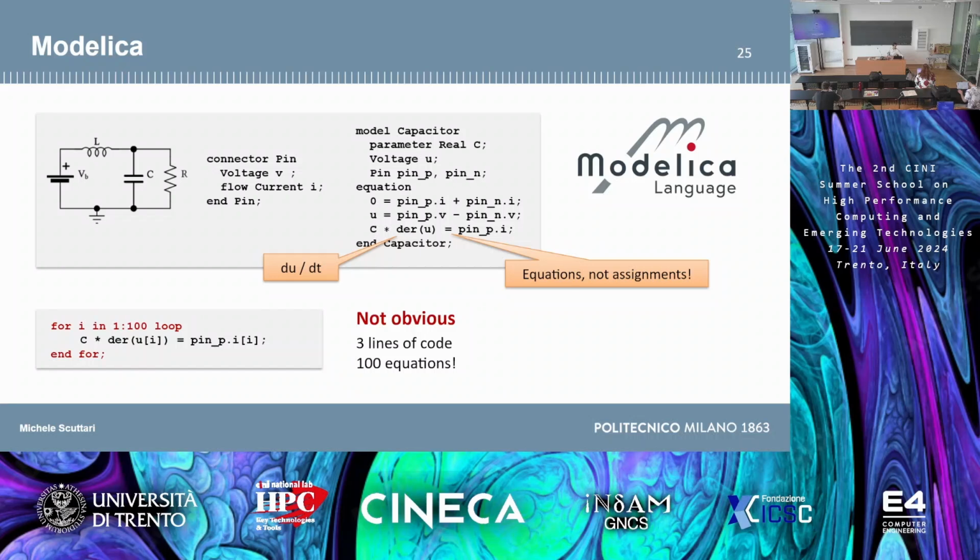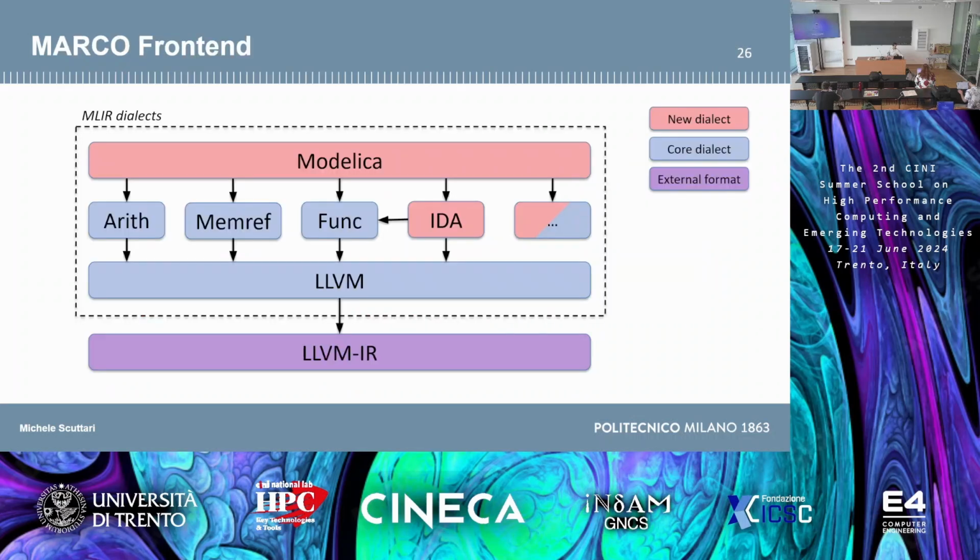Here, 3 lines of code generate 100 equations, so the size of those systems can be significant in the number of equations. We use MLIR with a couple of new dialects, one for the Modelica language and one for IDA, which is a solver. So it allows us to interface with a solver of differential equations. Plus, we use some classical dialects, functions, memref, and arith, and LLVM to generate the code.